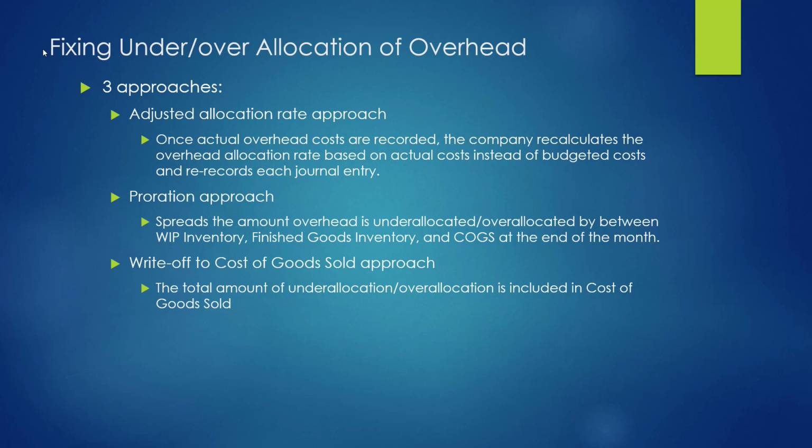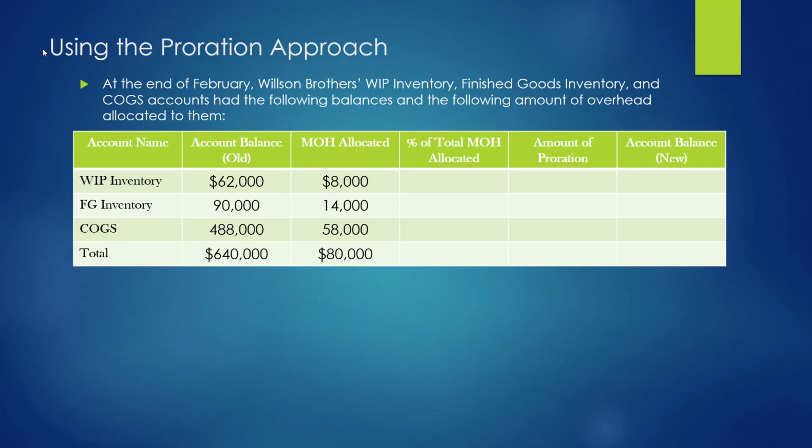It's a much quicker and easier way to fix your issues with your indirect costs, and it allows you to put some of that missed cost into your inventory accounts, if you wish. The easiest and fastest way to do this is just to write off everything to COGS. I mean, eventually all of your inventory is going to end up getting sold anyway. It's going to end up in COGS at some point. So if you have an under or over allocation at the end of the period, just adjust your cost of goods sold account by how much you missed by. Let's do an example using the proration approach.